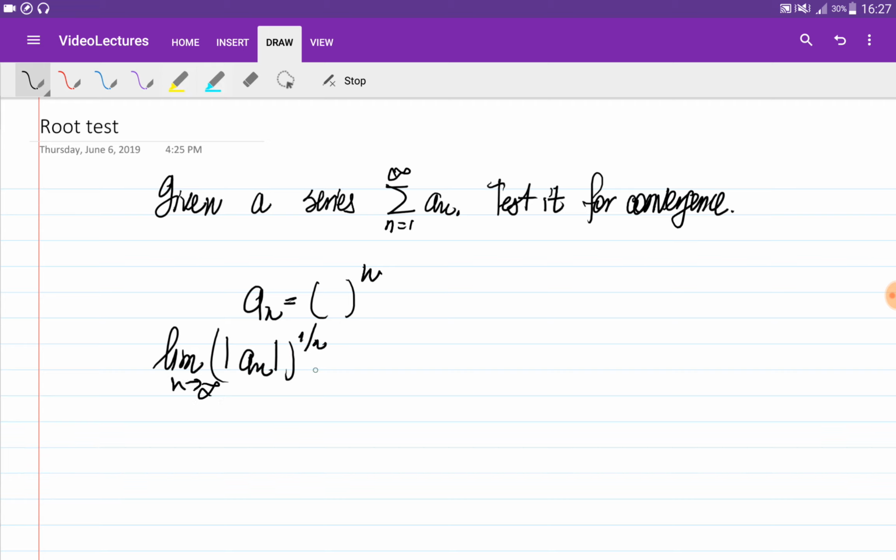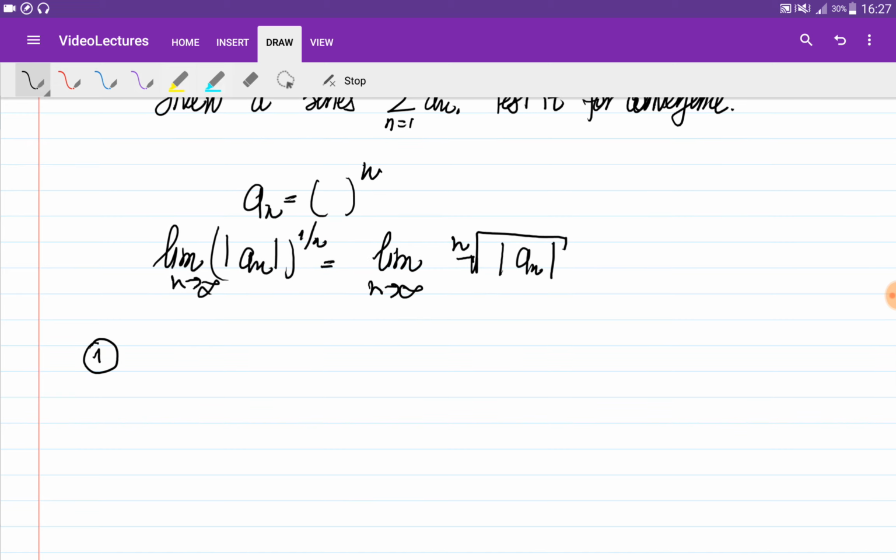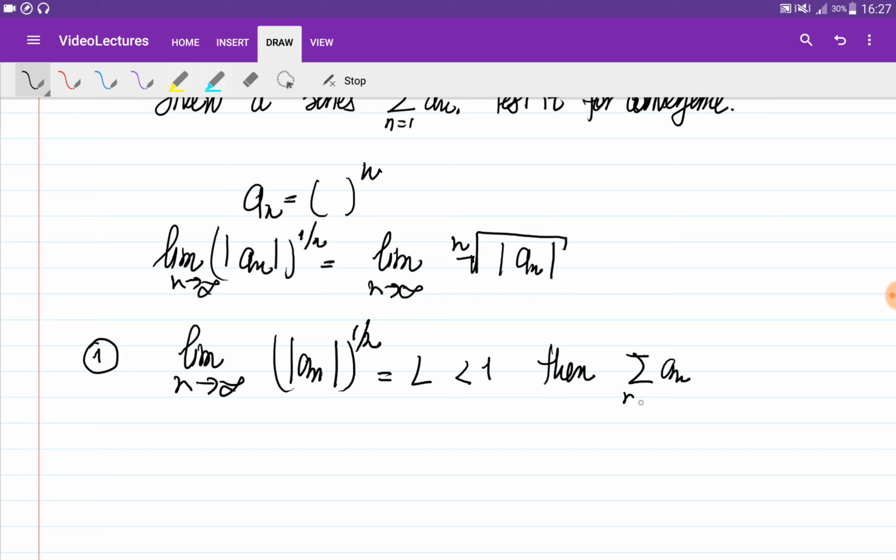When n goes to infinity, the limit of |a_n| to the power of 1 over n is the same as the limit of the absolute value of a_n under the nth root. If this limit exists and is equal to some number L, where L is less than 1, then the series a_n is absolutely convergent.